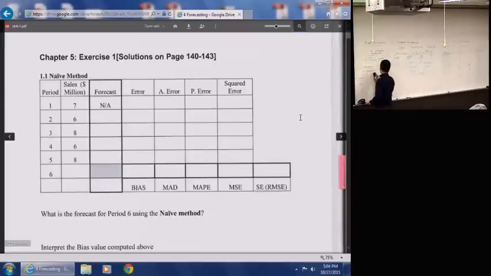So for example, if you have SE1 equals 4 and SE2 equals 8, right? So you would choose model number 1, because SE1 is lower than SE2. Again, the lower the better.